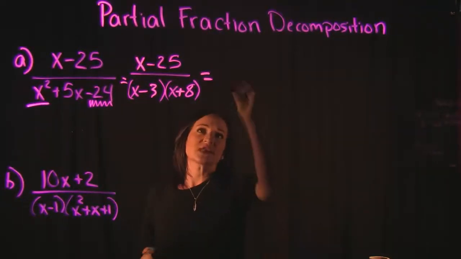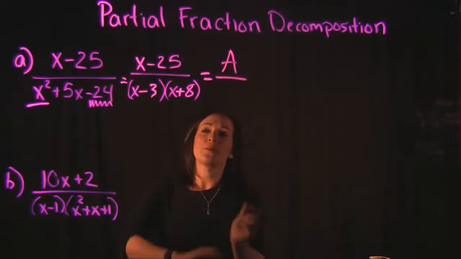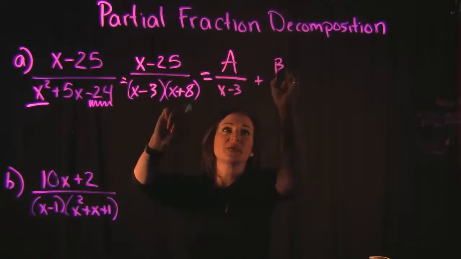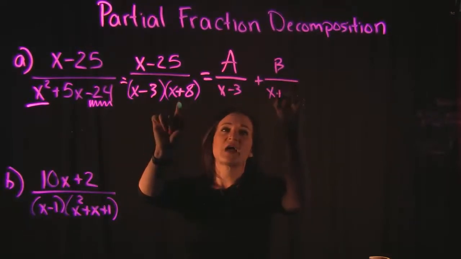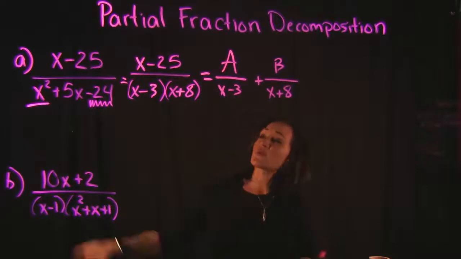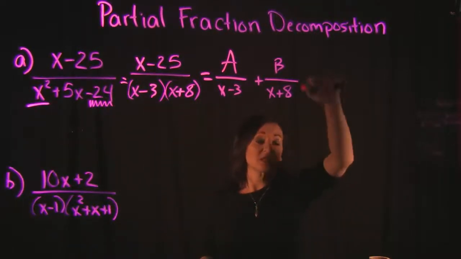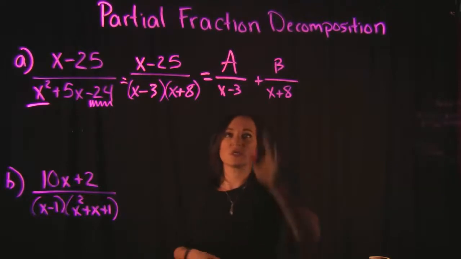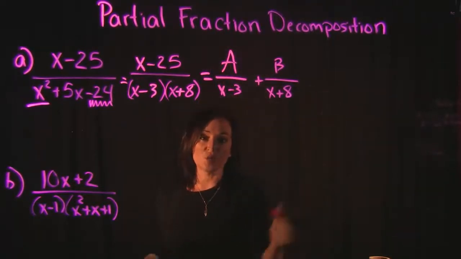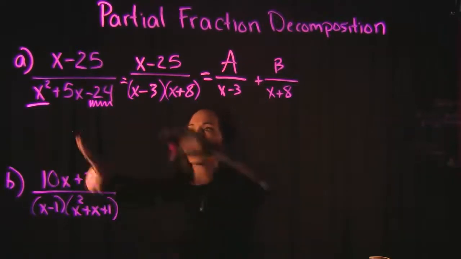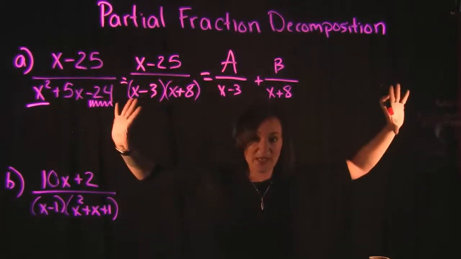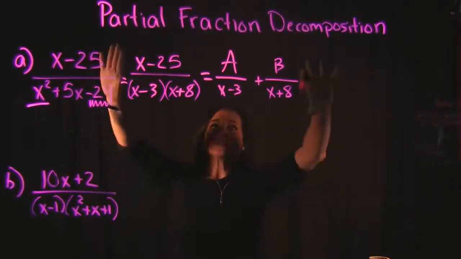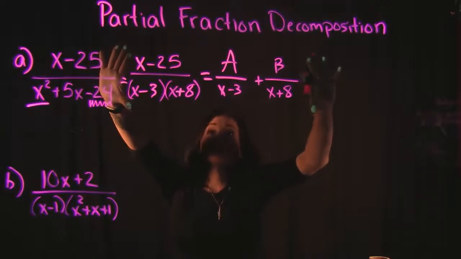The way that works is we start with the letter A, and we put it over our first factor of x minus 3. Then we say plus B, and we put it over our next factor of x plus 8. Had we had a third factor, we would say plus C over that next factor, and so on. What we're trying to do is figure out what these numerators are going to be, because remember, we're trying to take our original equation and split it up to see what it might have looked like before. So this is our new equation that we are going to work with.